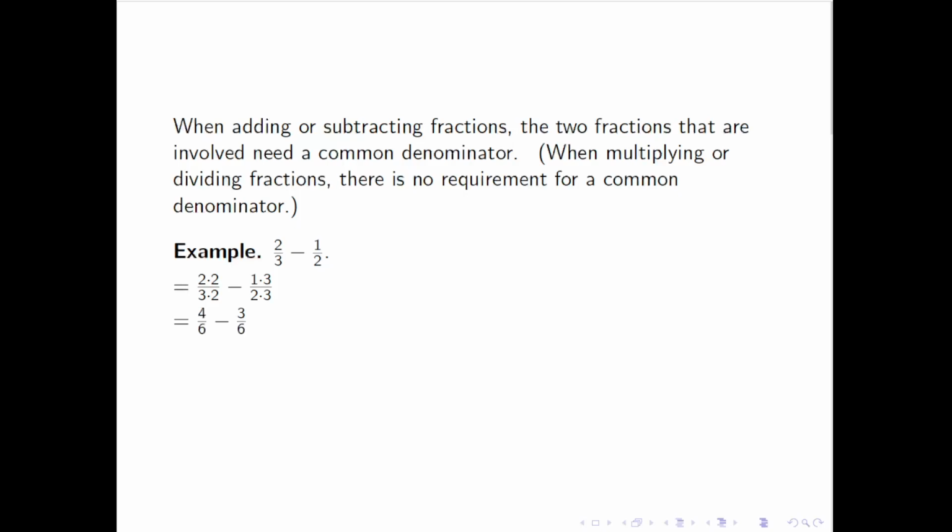Simplifying each numerator and denominator separately, we have 4 over 6 minus 3 over 6. Now that we have the same denominator, we only subtract numerators. Since 4 minus 3 is 1, our single fraction is 1 over 6.